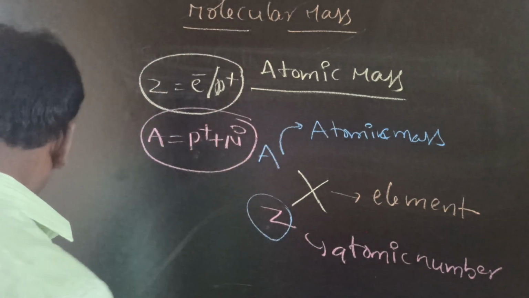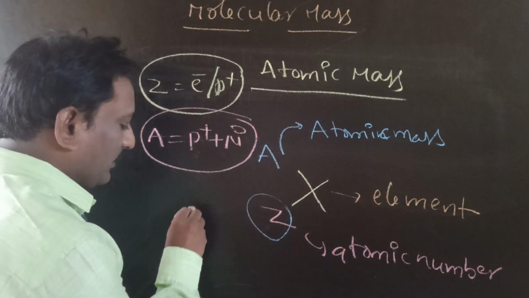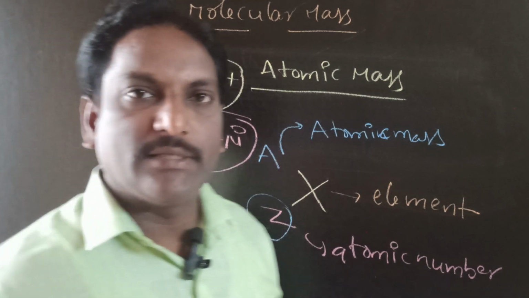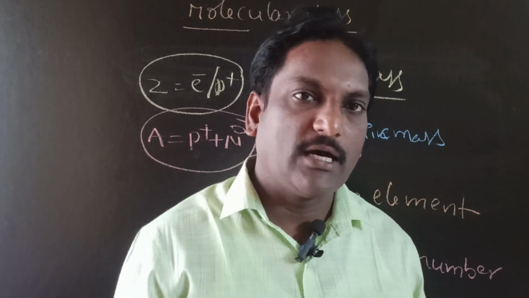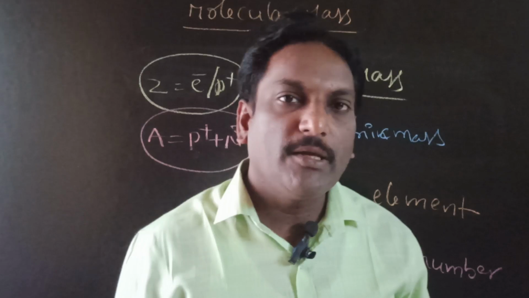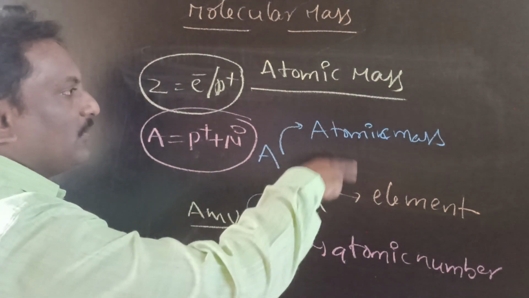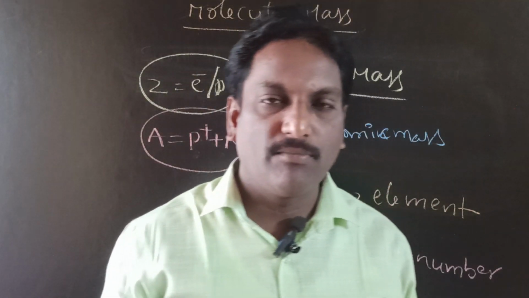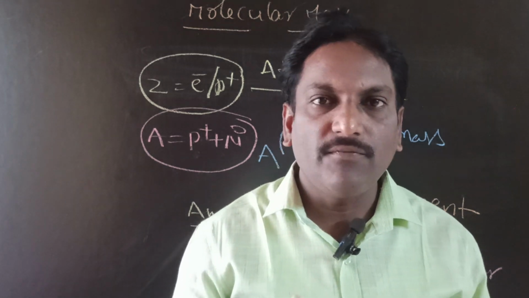Right. Atomic mass is also measured using the unit AMU. AMU means atomic mass unit. So 1 AMU is equal to 1/12 of the mass of C-12 carbon. Atomic mass can also be expressed in grams. Okay, so these are a few words about atomic mass. Atomic mass number means sum of the protons and neutrons present in the nucleus of an atom.